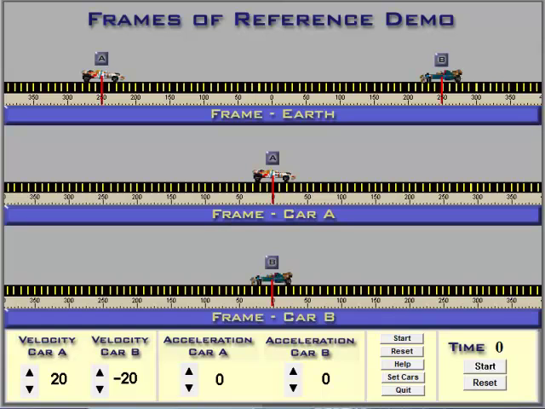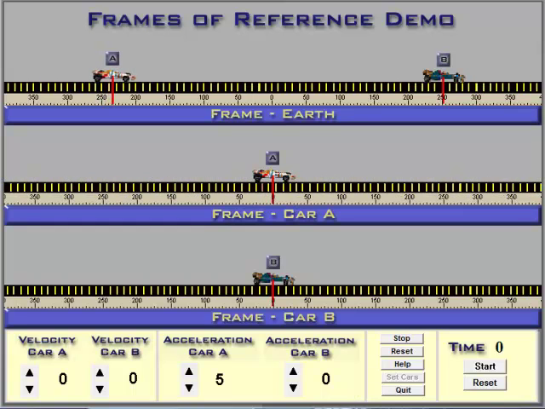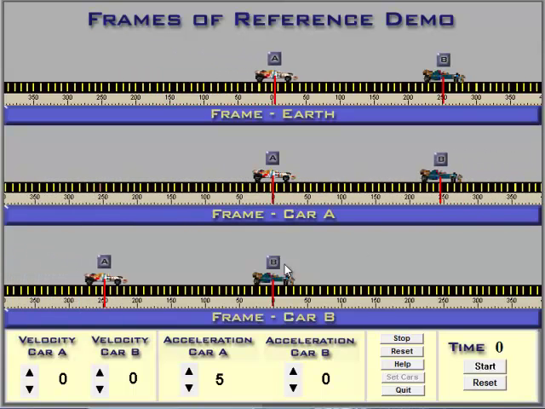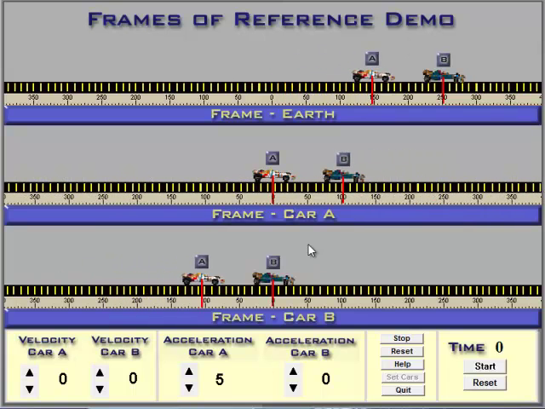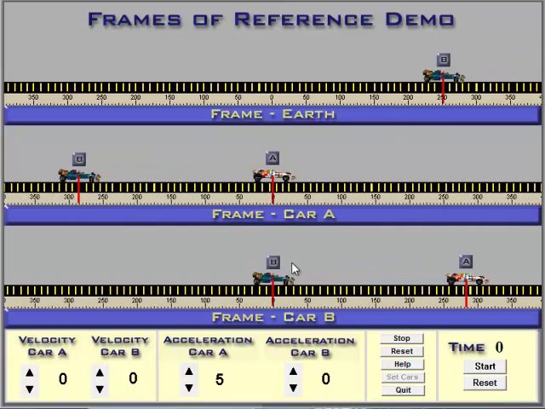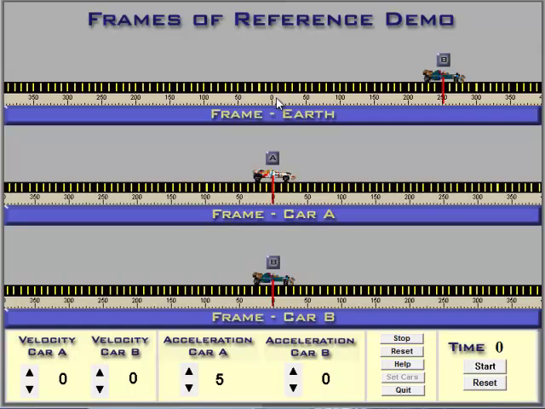Now, when things really get interesting is when you start having accelerations. So let's set these back to 0, and now let's give car A an acceleration and start it. And you can see that now the views of the three frames can look quite a bit different, from the perspective of what car A and B see, or from the frame of the Earth, an outside observer.